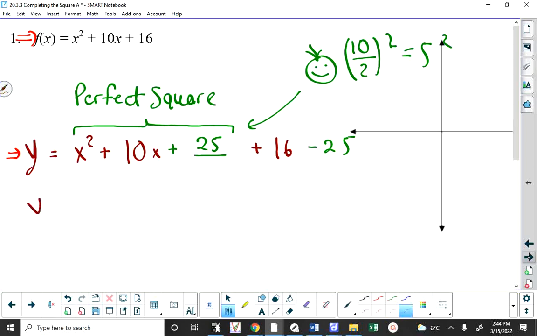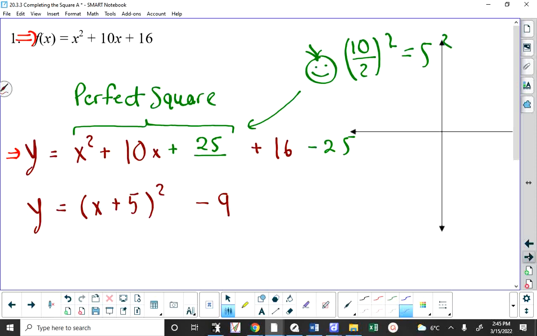We're going to write this as y equals a binomial squared minus 9. Is 16 minus 25 equal to minus 9? Yeah. Now we have to think backwards. What binomial would you square to get x squared plus 10x plus 25? Yep. X plus 5. Can you tell me why you know the number here, Jack, is 5? Because you would have to double 5 to get 10x.